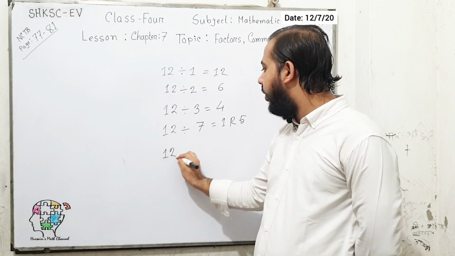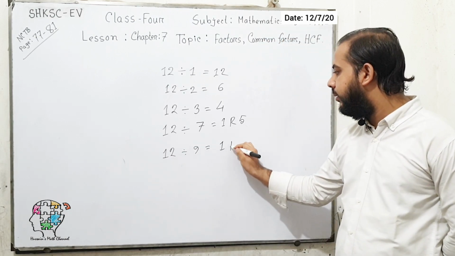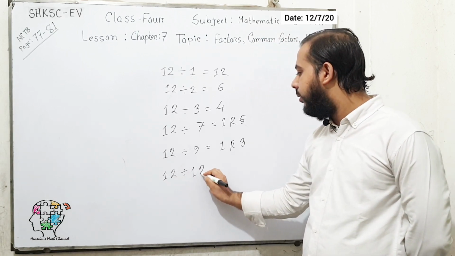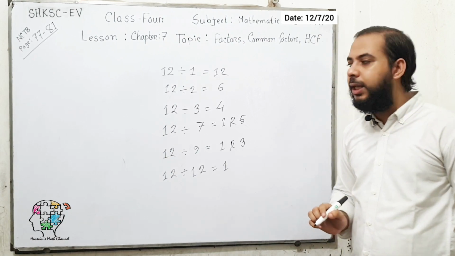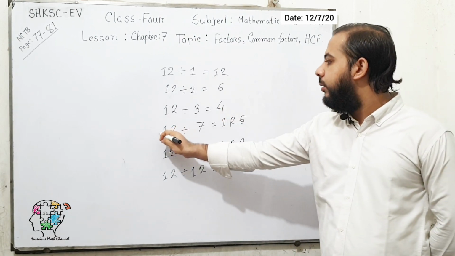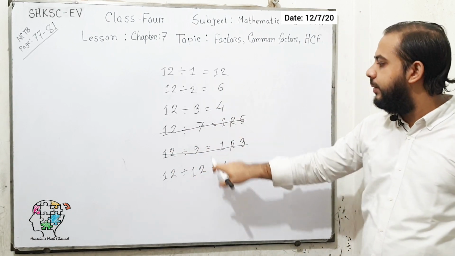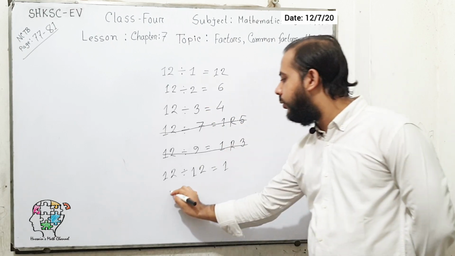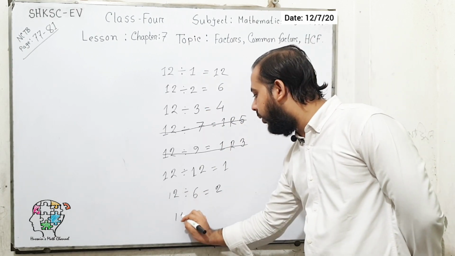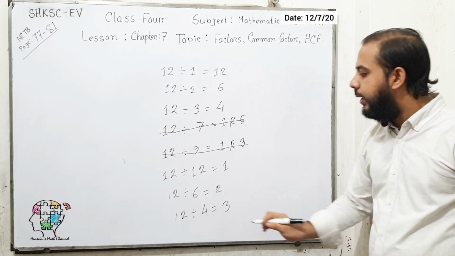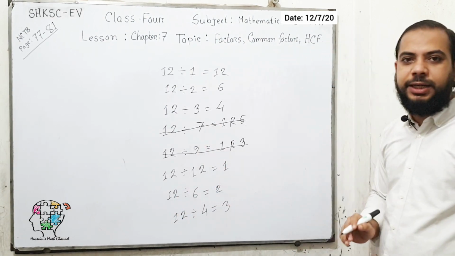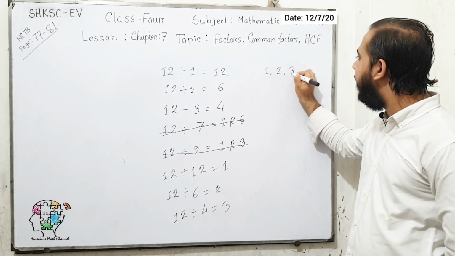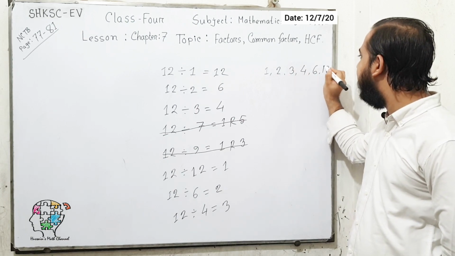Now 12 divided by 9, can we divide it? Again, there will be a remainder. If we divide 12 by 12, it will be 1. Here you can see 12 can be evenly divisible only by these numbers 1, 2, 3, 12 and also 6 and 4. 12 divided by 6 will be 2 and 12 divided by 4 will be 3. So 12 can be divided evenly by some digits. They are 1, 2, 3, 4, 6 and 12 itself.